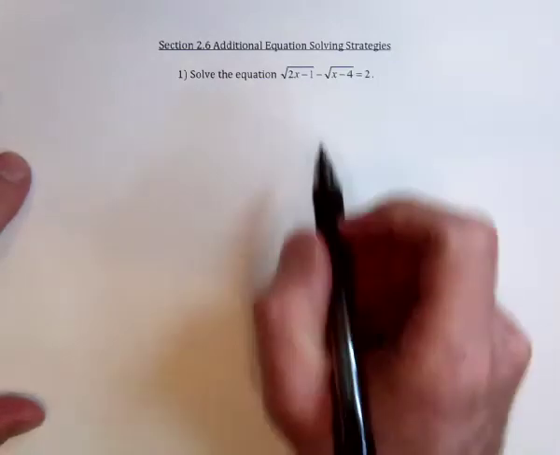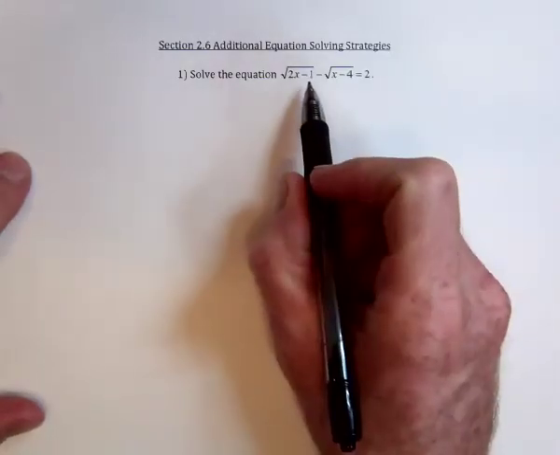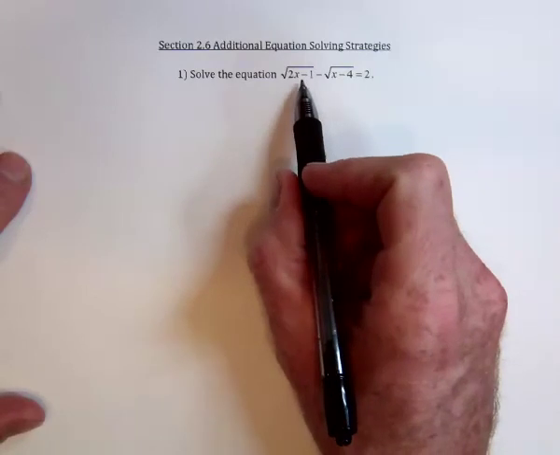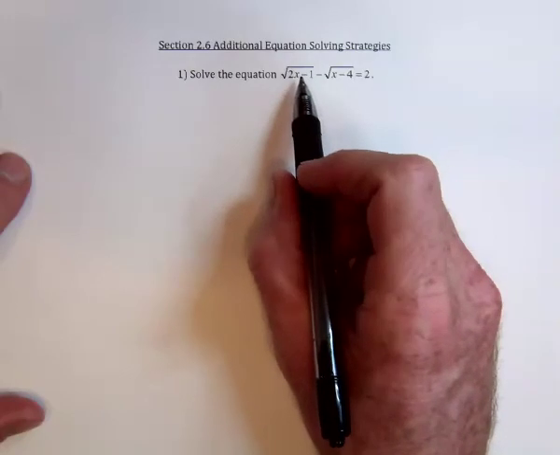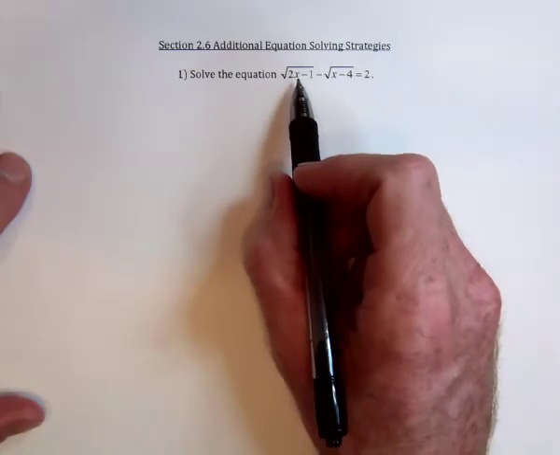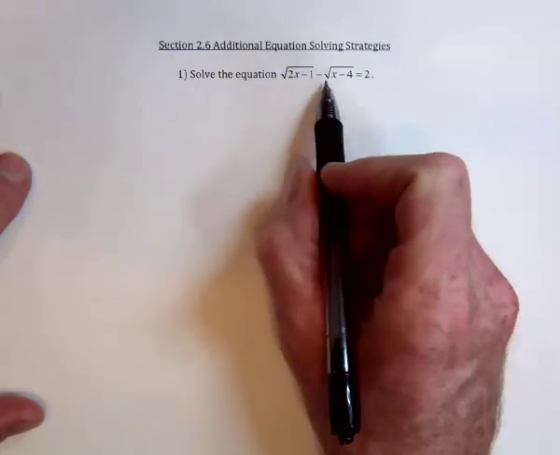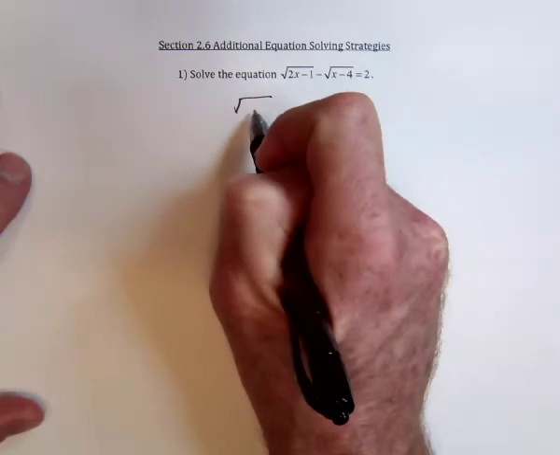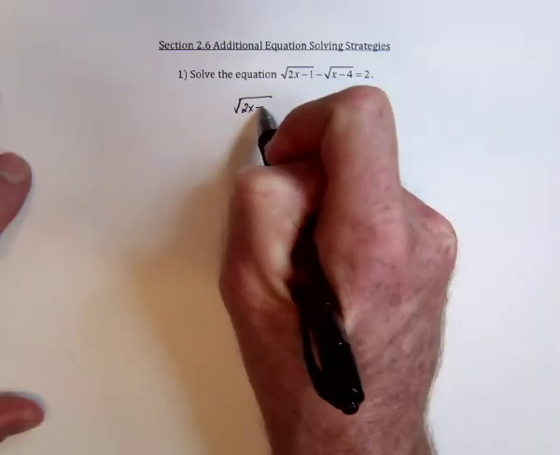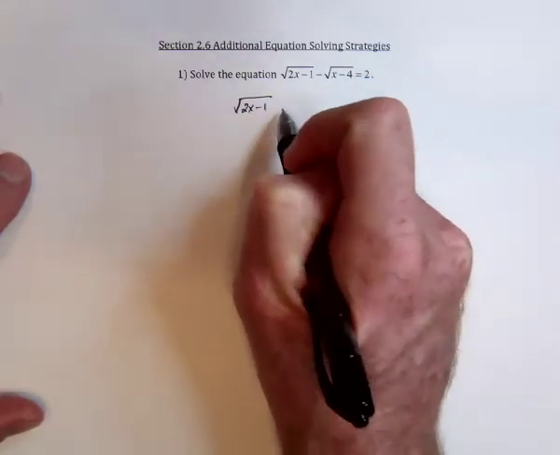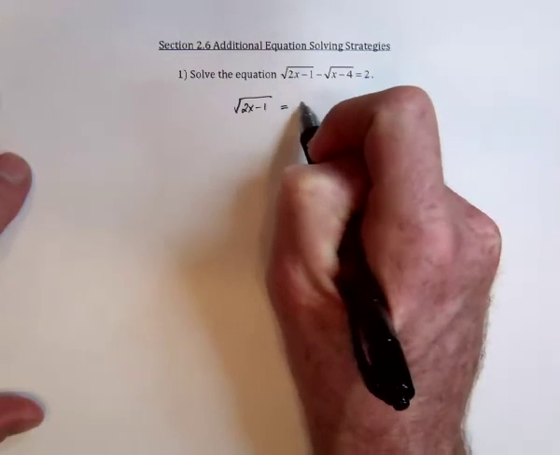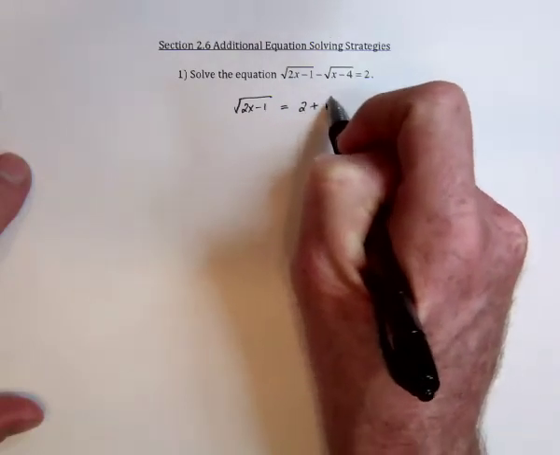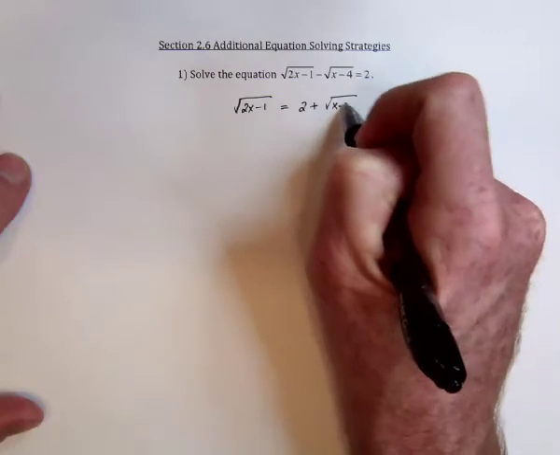Well, here we've got an equation with two radicals in it. The main idea is to isolate a radical and then square both sides of the equation, because squaring is the opposite operation of square root. So I'm going to leave this one where it is, and I'll take this one and add it to the other side. So we've got the square root of 2x minus 1 is equal to 2 plus the square root of x minus 4.